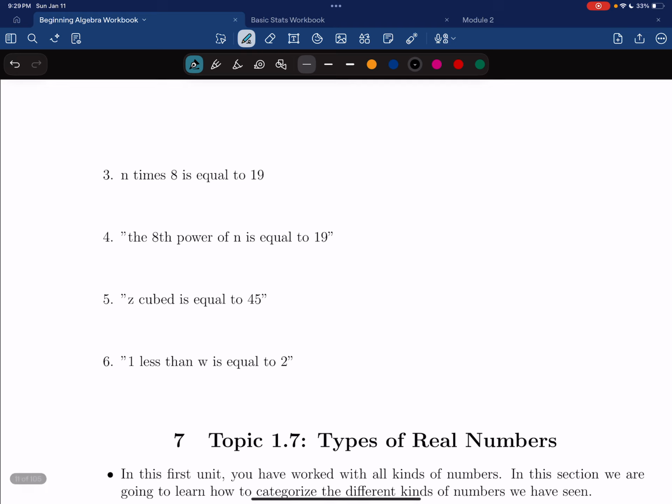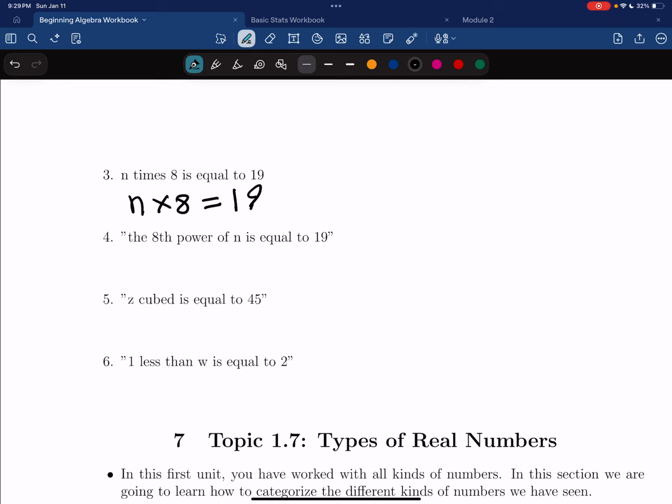Looking at example number 3, I encourage you to actually pause the video and try all these 4 examples on your own. And assuming you have given it a go, let's work through all these examples. For example number 3, we have n times 8 is equal to 19. Well, n times 8 is equal to 19. And that's it for this one.